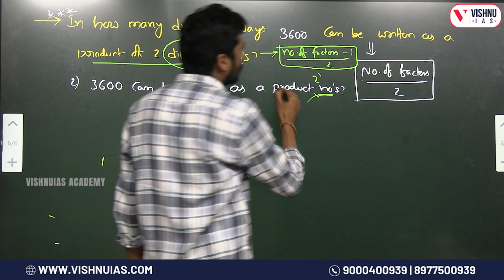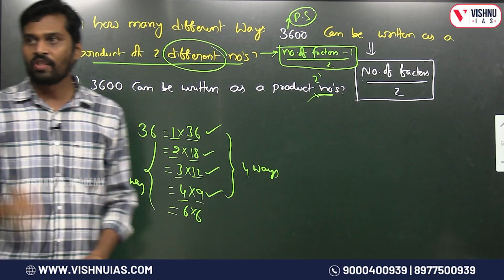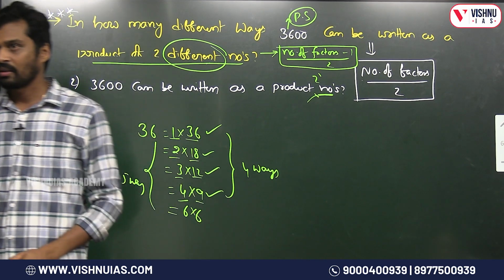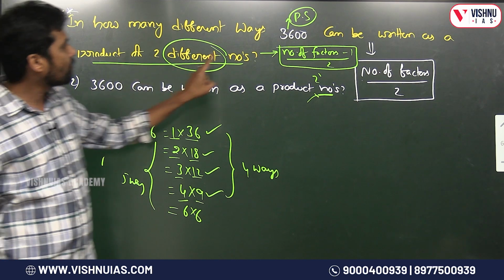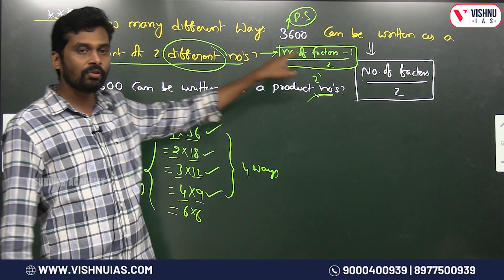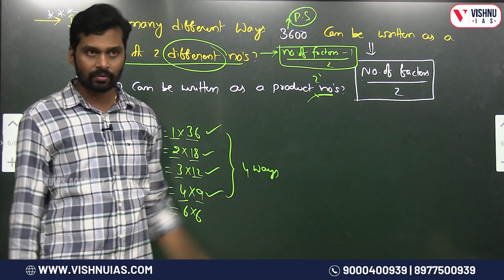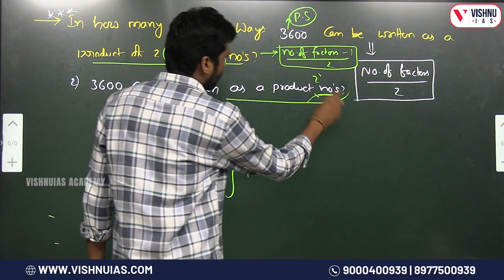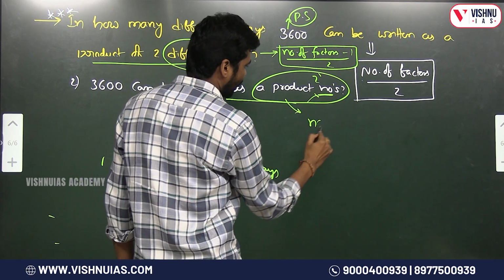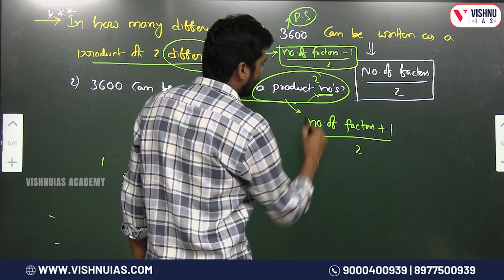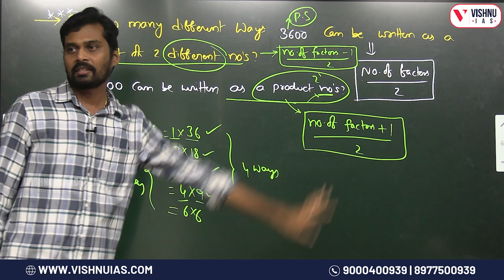And this condition applies only if the given number is a perfect square. If the given number is a perfect square, then there are two conditions. The first condition is that the number can be written as a product of two different numbers. Then the formula we use is (number of factors minus 1) by 2. Or else, if it can be written as a product of any two numbers, then the formula is (number of factors plus 1) by 2. Different numbers means minus 1 by 2. Any two numbers means plus 1 by 2.